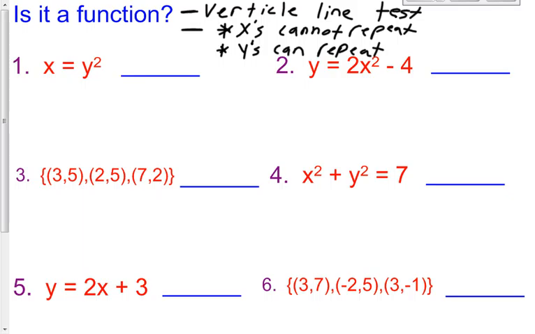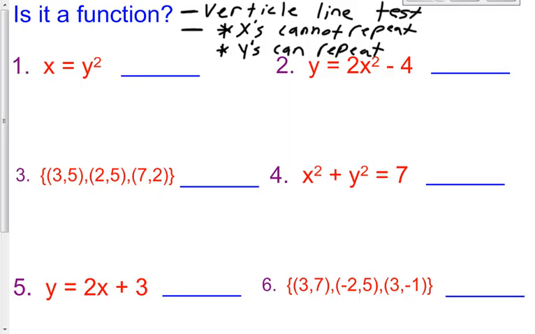If you see a y come up more than once, that's okay. It could still be a function. But if you ever see an x value that comes up more than once, you know for certain right then and there that it is not a function. So keep that in mind. With that being said, oftentimes it makes sense to go through 1, 2, 3, 4, 5, and 6, but it also makes sense to do some of the easier ones and save the harder ones till last.